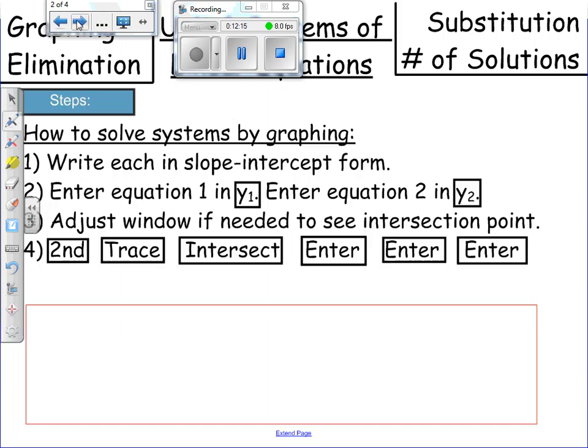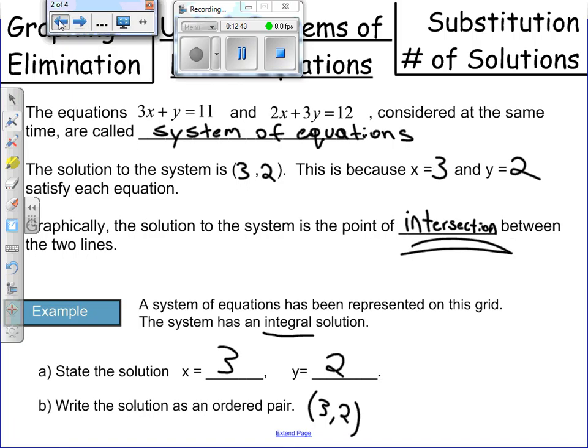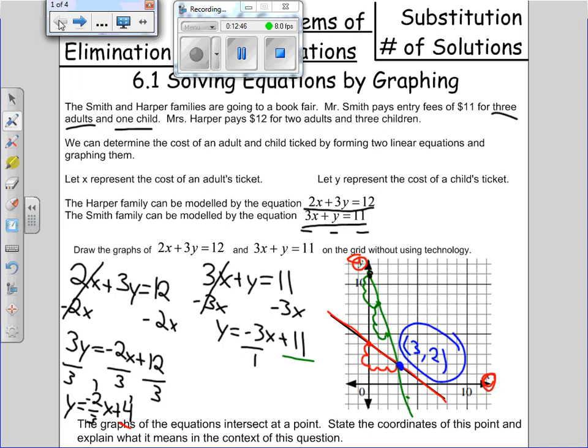Now, those of you with graphing calculators, you're going to want to pull out your graphing calculator and turn it on. In the top left-hand corner, you've got your y equals. Go to that. We're used to just putting one equation in. Now put both equations that we solved in. So the first one, y is equal to negative 2/3 x plus 4. And your second y should be negative 3x plus 11.